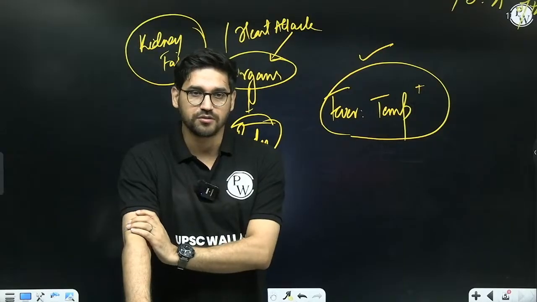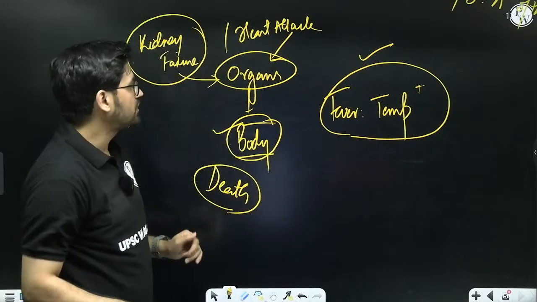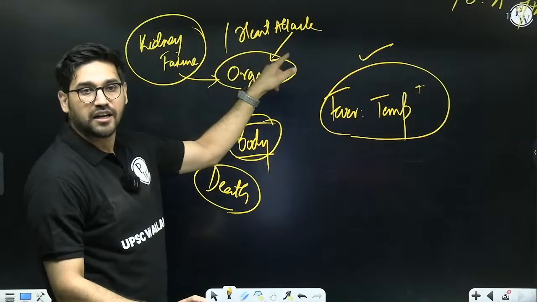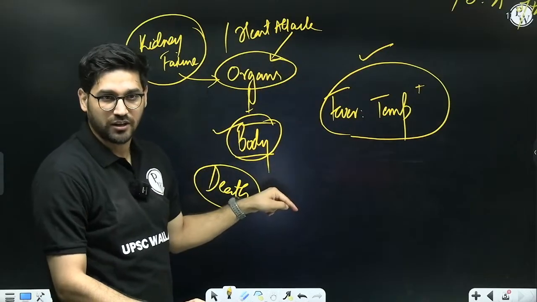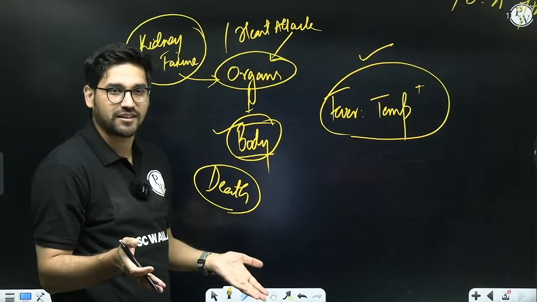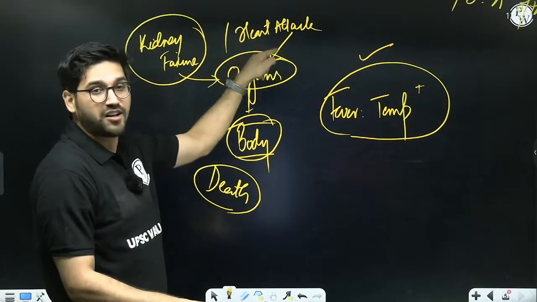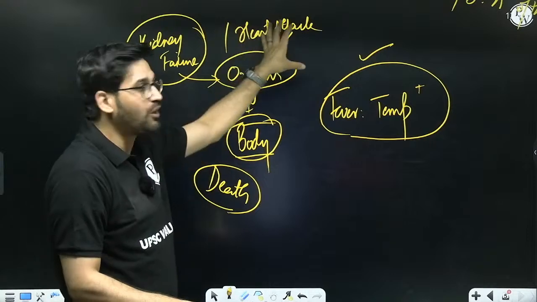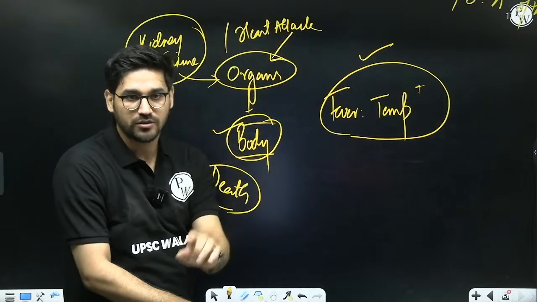Do you get this? See, one thing is, a heart attack may cause the death of the body. Death is macro because it concerns the body dying. Heart attack on its own, the study of heart attack will be micro. Do you get this?